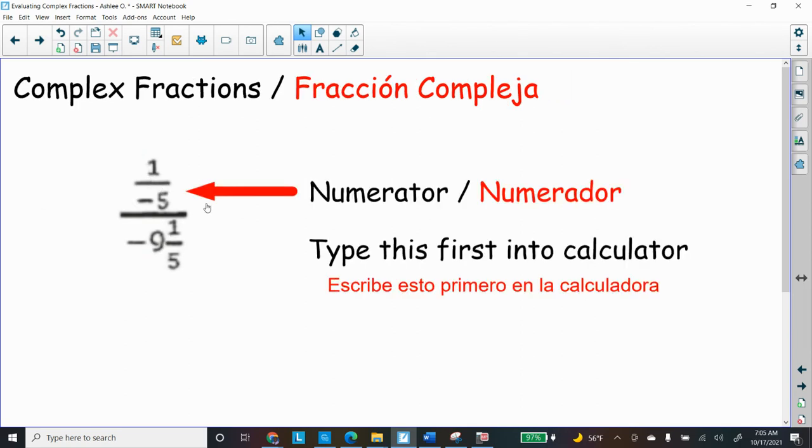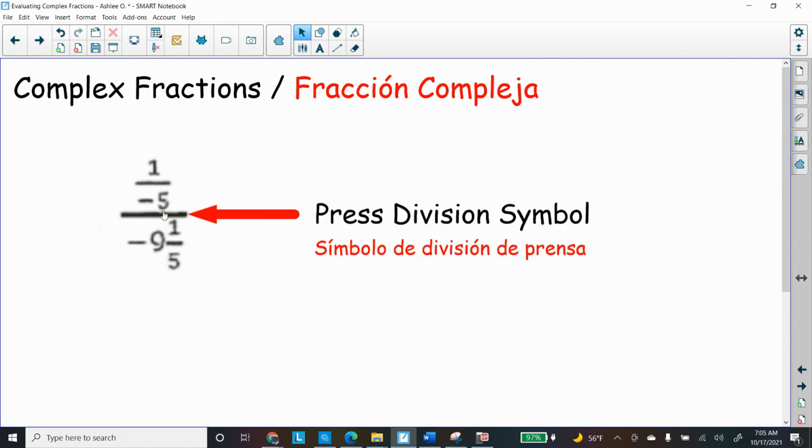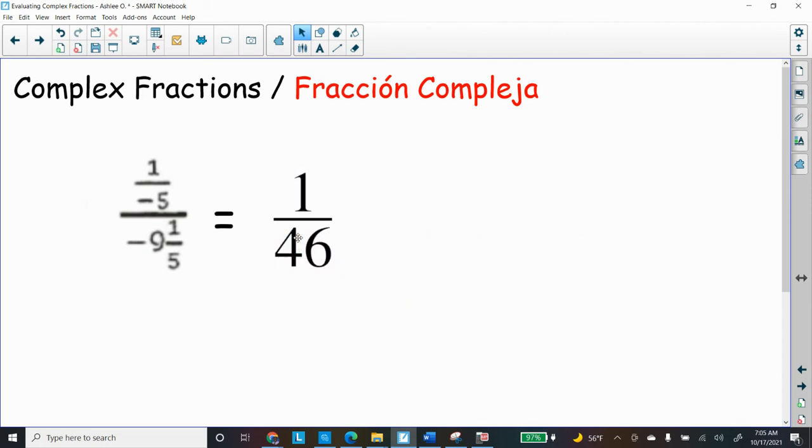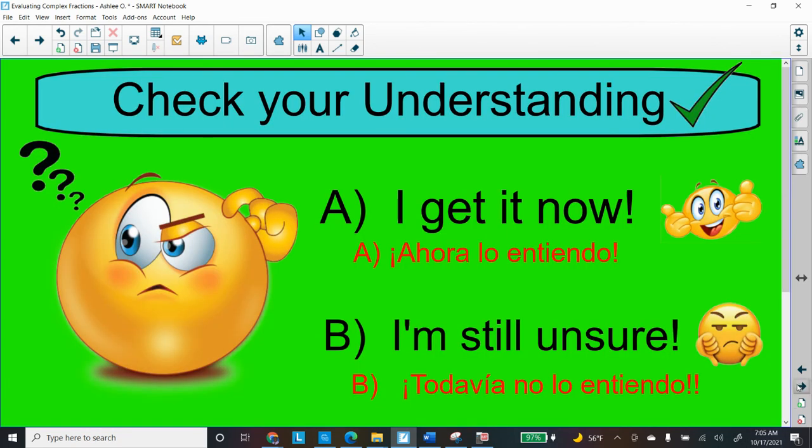So the first thing I would do, again, type in the numerator into your calculator. Next step, press the division symbol. And then the third step, type the denominator into your calculator, and you'll get your answer just like that. So those are your steps you need to go over. So I hope you're understanding.